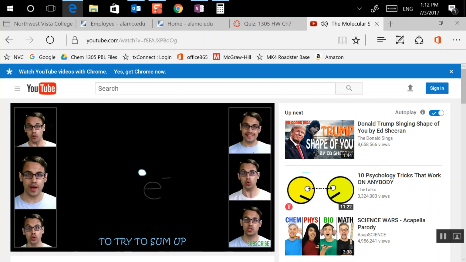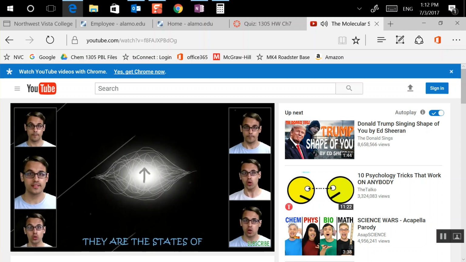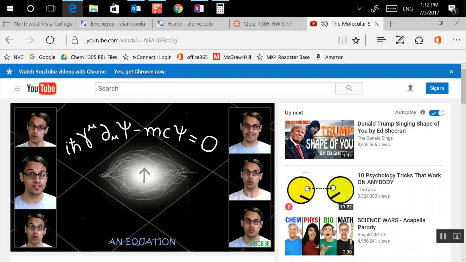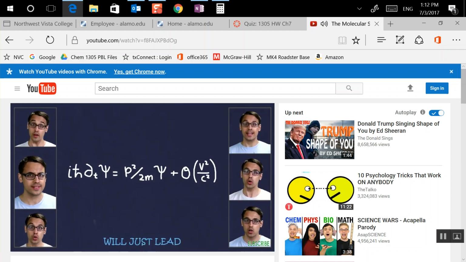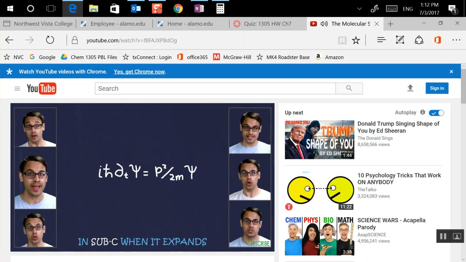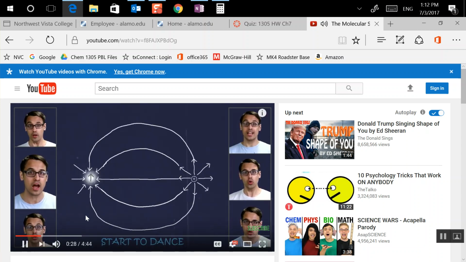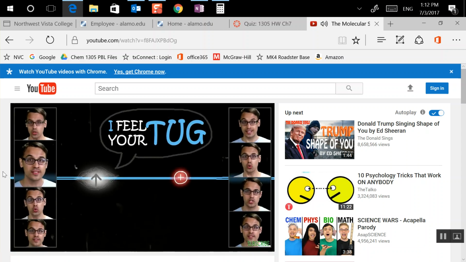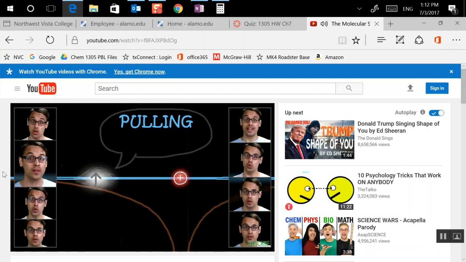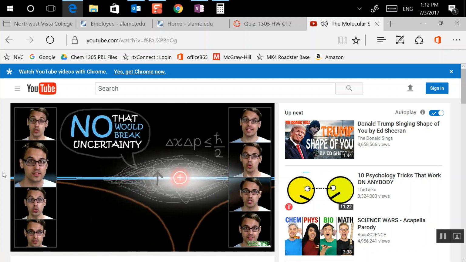God isn't the best way to try to sum up how electrons come and go. They are the states of a matter field that follows an equation, the Dirac road. The Schrodinger part of the whole equation will just lead and succeed when it expands. Now they may move from an editing with the proton and watch them start to dance. It's hydrogen and psycho proton. I feel your joy. Zero potential, lift down, pulling on me. But I'm not pulling it deep. Know that we'll break uncertain.